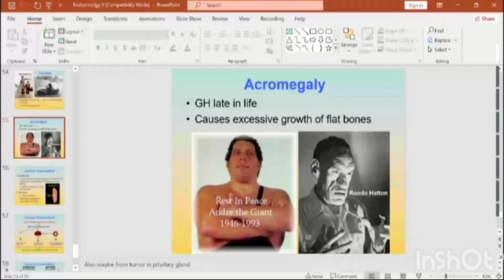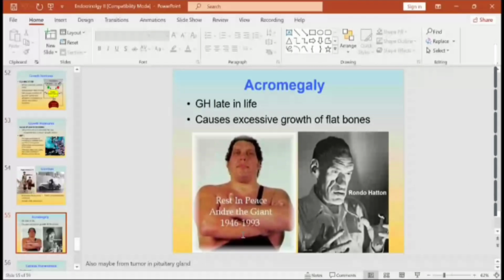If it occurs when an individual has passed puberty, we call that acromegaly. The flat bones usually don't have the end plate, and they continue to grow in the presence of excess growth hormone. An example of a flat bone is the jawbone, and this individual usually has a very protruded or elongated jawbone, as you can appreciate in this image.